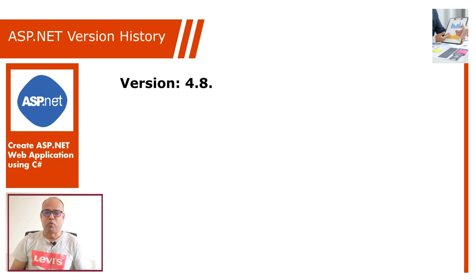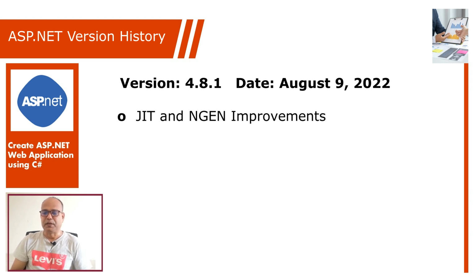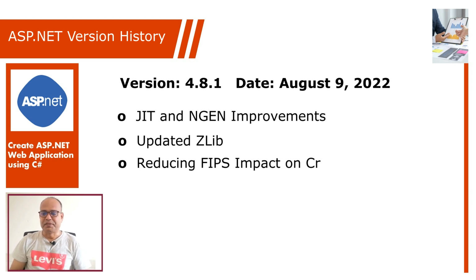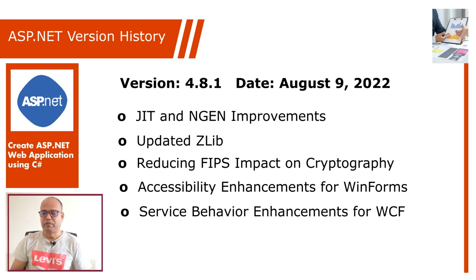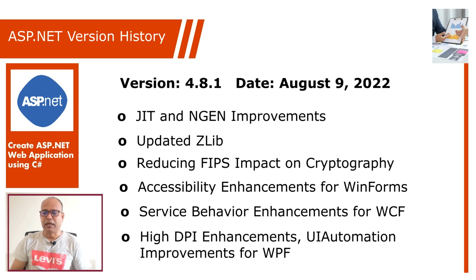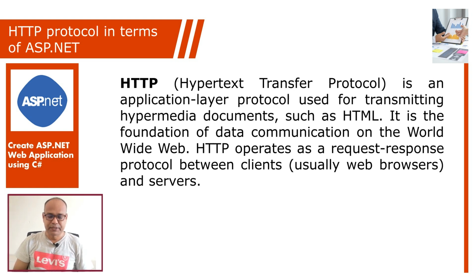The version 4.8.1, which is the latest version, was released August 9, 2022, with new features: JIT and NGEN improvements, updated ZLIB, reducing FIPS impact on cryptography, accessibility enhancements for WebForms, service behavior enhancements for WCF, high DPI enhancements, UI automation, and improvements for WPF. HTTP protocol in terms of ASP.NET.